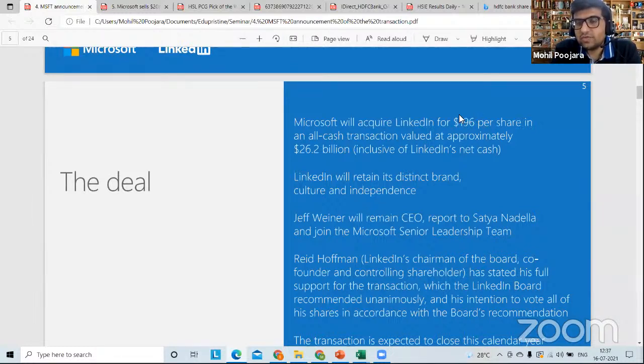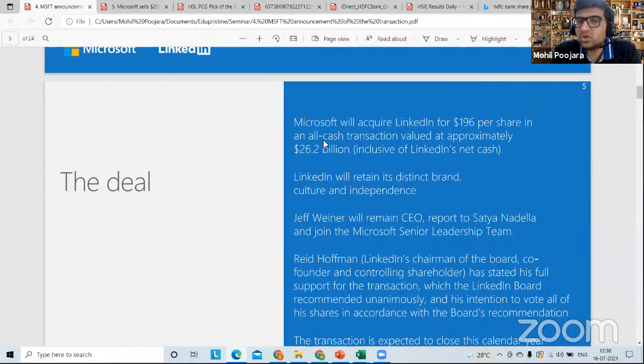Why did Microsoft go ahead and give a $60 or about a 50% premium to the existing LinkedIn shareholders? So assume this, you had a share of LinkedIn, which was trading in the stock market for $130. Microsoft comes and buys that share from you for $196. So you straight away, overnight, made $66 per share extra. Why did Microsoft give a 50% premium to acquire LinkedIn shares? Why did they decide that it should be an all-cash transaction?